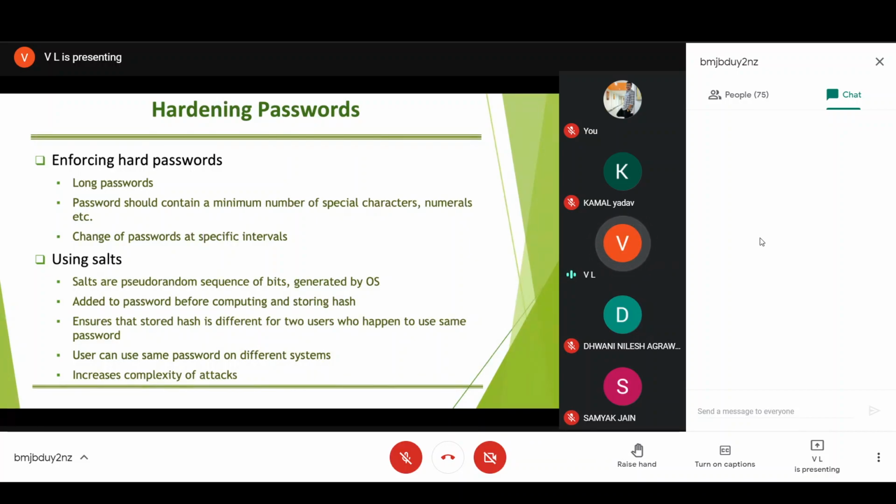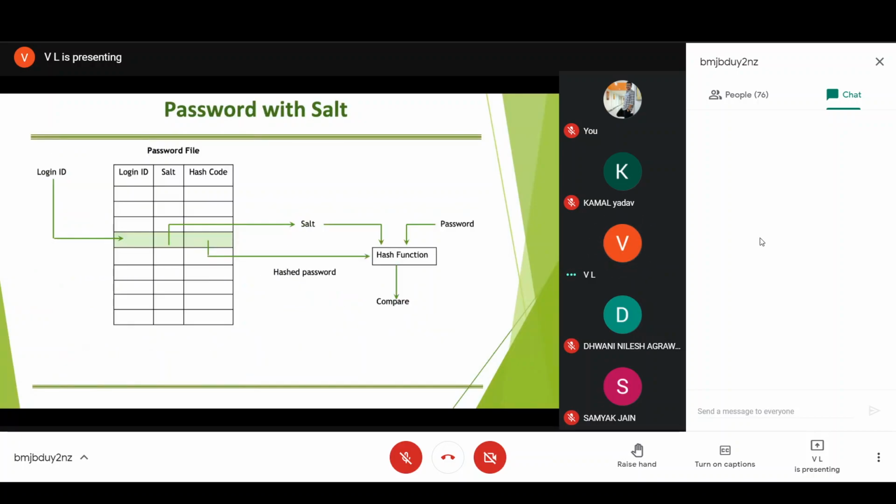So it becomes difficult for the attacker to know how the password is stored, because now it is not just a hash of ABC123, it is a hash of ABC123 plus some salt. And now a user can use the same password on different systems, because ultimately in the system, the hash value will be different. So it actually increases complexity for launching an attack. So this is how the password with salt will work.